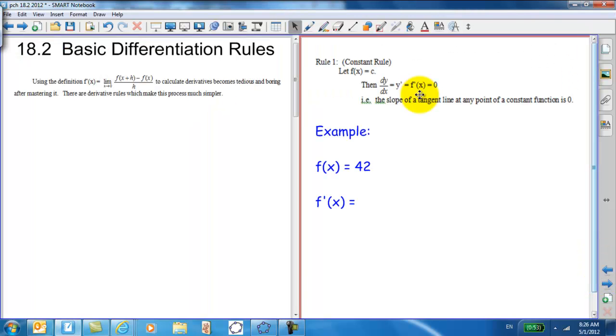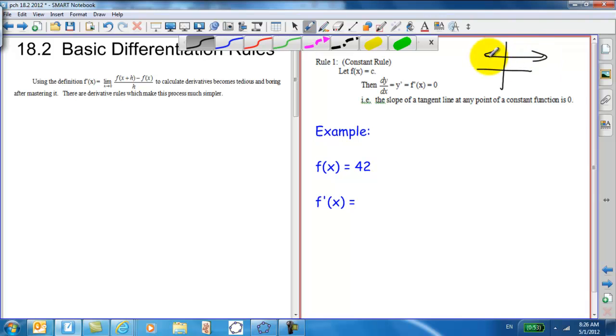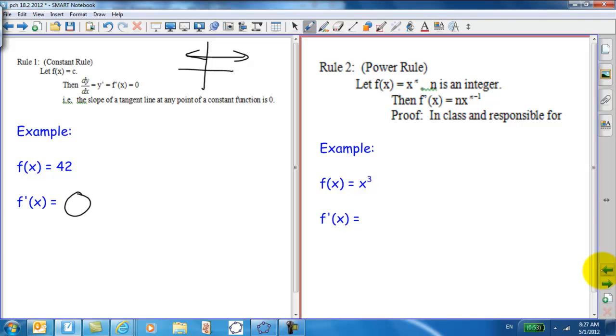First, the constant rule. Basically, if f(x) equals a constant, you've essentially just got a horizontal line, and horizontal lines always have a slope of 0. So the slope of the tangent line at any point of a constant function is 0. So if f(x) equals 42, the derivative is just 0. Okay. Second rule, power rule.